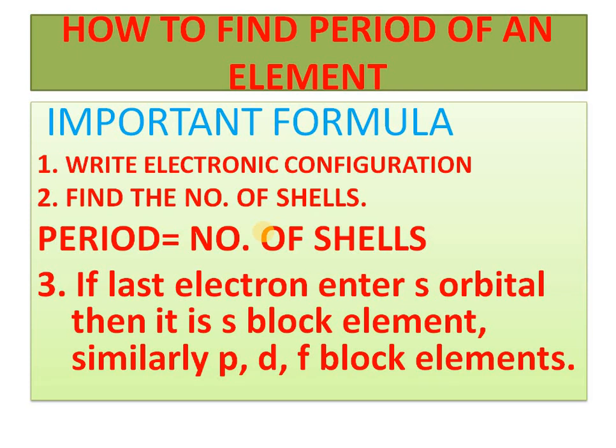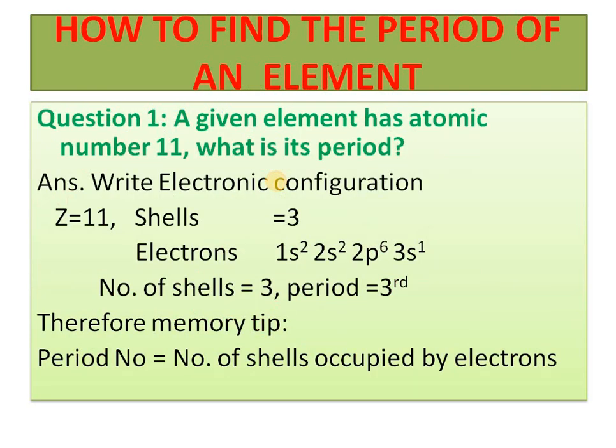And if the last electron enters the s orbital, that is known as s block, p block, d block, as we have discussed earlier. Now let us do the question. I am having atomic number 11 and I want to find the period. This is a simple problem I am taking so that the basic concept should be clear. When you do more practice, you will understand each and everything.